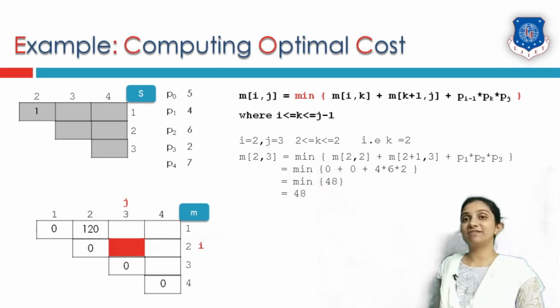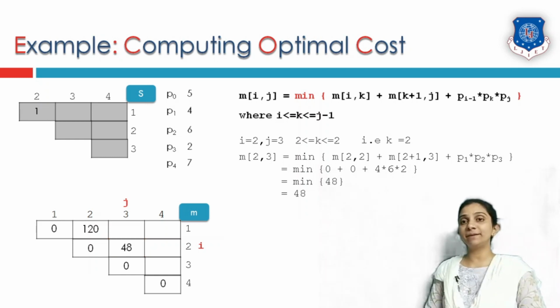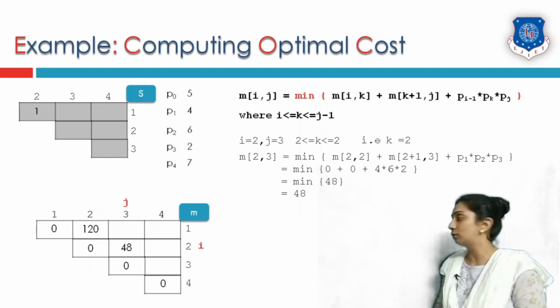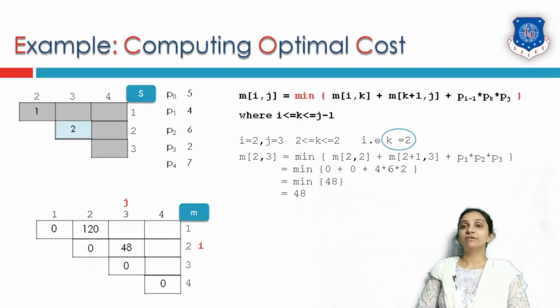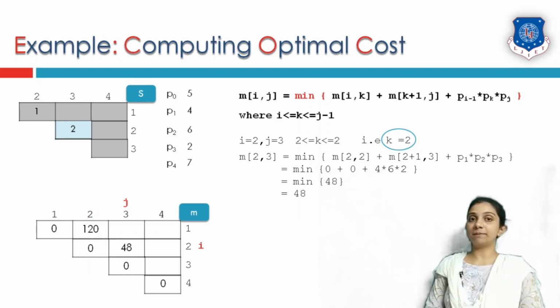The minimum of a single element 48 is 48 itself. So 48 is the value that we are going to put inside the M table. And for this 48, for which value of k have we chosen it? For k is equal to 2. So this value is going to get filled inside my S table.